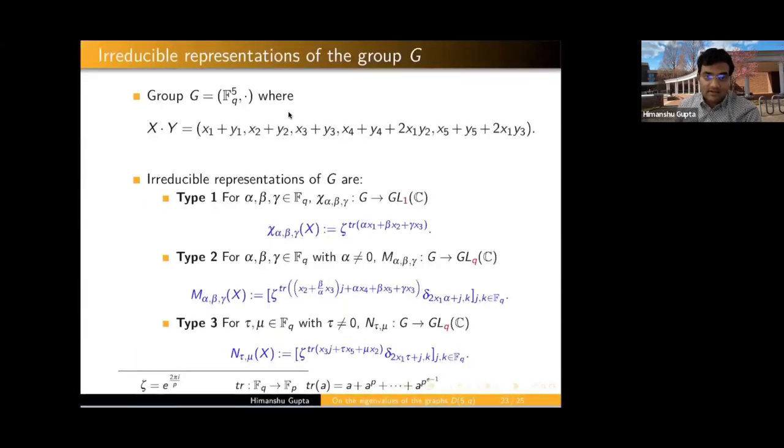There are basically 3 different types of irreducible representations. I know that there's a lot of notation. The first irreducible representation I call type 1. If I take alpha, beta, and gamma, 3 numbers over FQ, then it's defined like this: zeta to the power trace of alpha x1 plus beta x2 plus gamma x3.